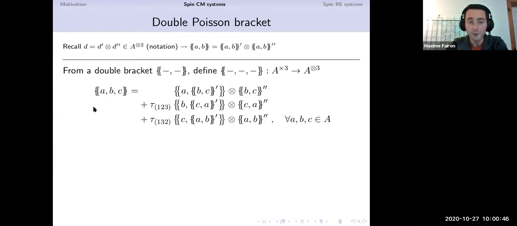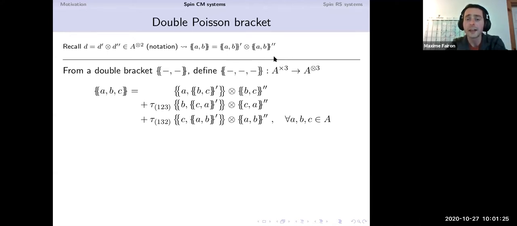Here's what you do. Usually for the Jacobi identity, you take three elements in your algebra, do something with them and get 0. This is basically what's happening here. You take three elements A, B, C, and first compute a double bracket between two elements. For example, I can compute the double bracket of B and C, which, remembering my notation, I'm writing as the double bracket of BC prime tensor double bracket of BC second. So I have two elements in the tensor product.